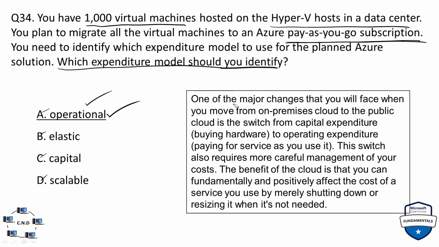So it states that one of the major changes that you will face when you move from on-premises cloud to the public cloud is the switch from capital expenditure, that is buying hardware, to operational expenditure, paying for service as you use it. This switch also requires more careful management of your costs. The benefit of the cloud is that you can fundamentally and positively affect the cost of a service you use by merely shutting down or resizing it when it's not needed.